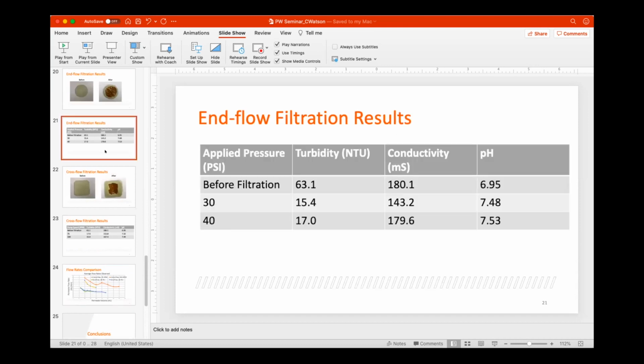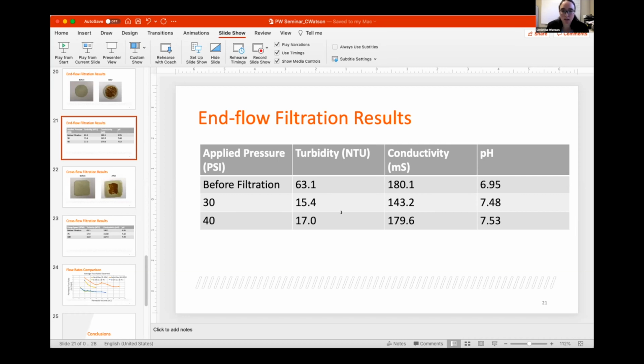Yeah, so you got that weird trend, right? I mean, at 30 PSI you got low turbidity compared to 40 PSI. But the conductivity, you got a drop and then it increased again, right? Just to make sure that the trend you observed is indeed the correct trend, maybe doing multiple experiments to see if the observation is still valid would be good.